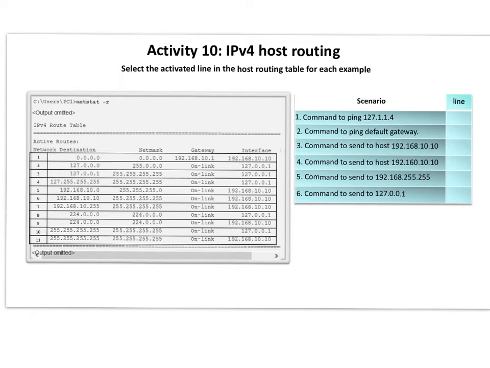So the first activity we'll do today is to go through these lines, and what this host tries to do now is to send to these particular addresses, and then we need to know the line that gets activated, and I actually numbered all the lines here. So we need to know which line gets activated, and then we will discuss how this host will send the packet. Okay? So that's the first activity.